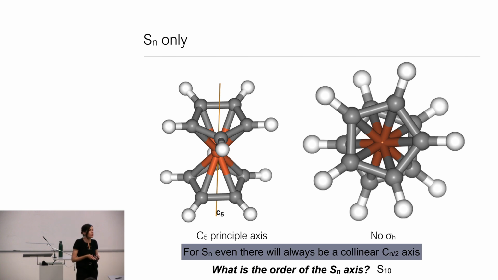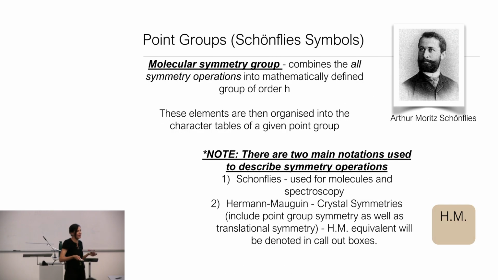Okay, so we can and do take the time in molecules to identify all of these symmetry elements and then assign point groups. I think for most of you who've been doing this a long time, you look at a molecule, assign a point group, and don't take the time to identify every single element anymore. But this is just a reminder of how we do that.